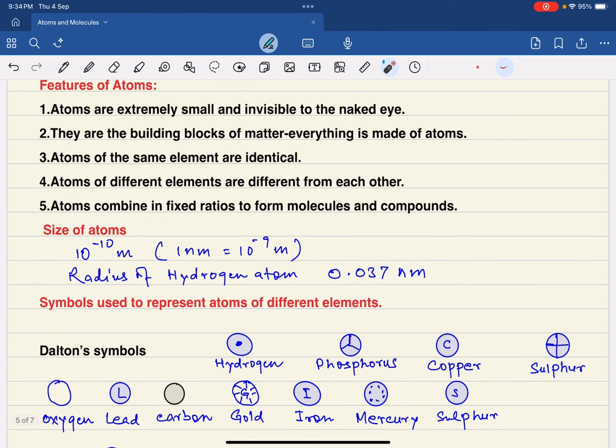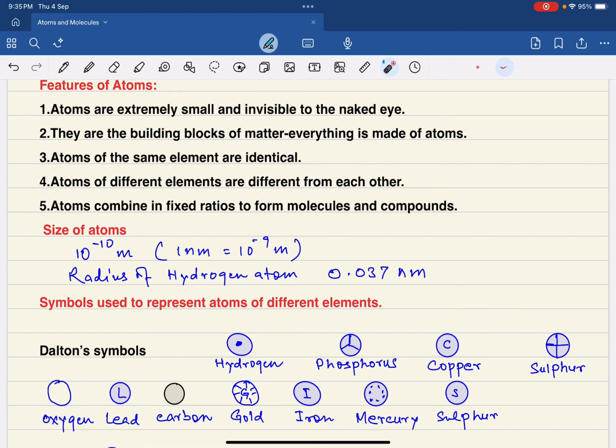Then a question arises, what is the size of an atom? We know that the size of an atom is 10 to the power minus 10 meter, and we also know that 1 nanometer equals 10 to the power minus 9 meter. Hydrogen is the smallest atom, and its radius is 0.037 nanometer.